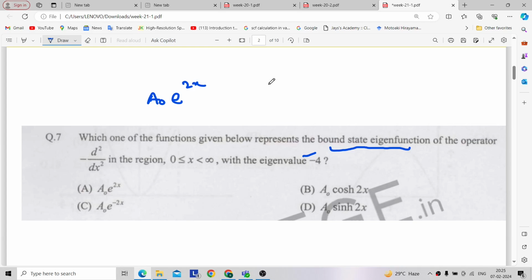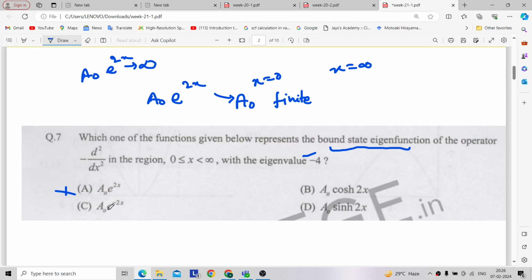So this is not a bound state. Why? Because when x equals 0, it is giving us a0, that is finite, and this is fine, no problem. But if I take x equals infinity, then a0 e to the power 2x is giving us an infinite value, and an infinite value is not feasible. That means at x equals plus minus infinity, our wave function should be 0. So a0 e to the power 2x is no longer a bound state eigenfunction, and we will not check the second step for this case.